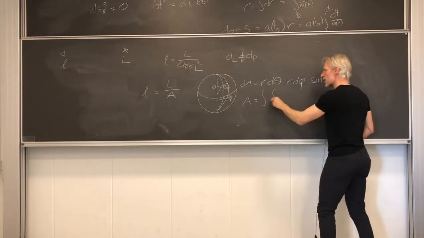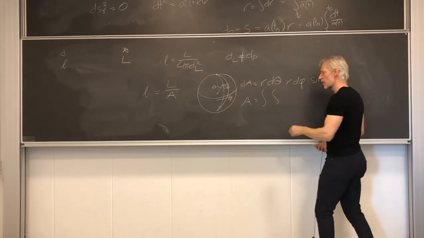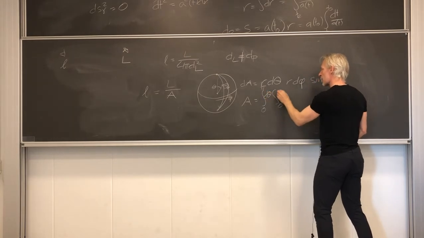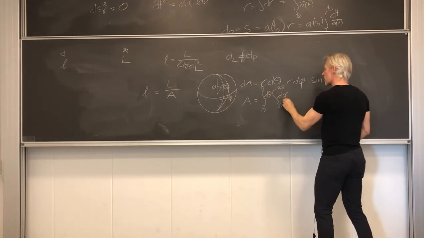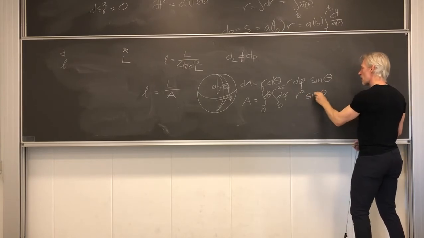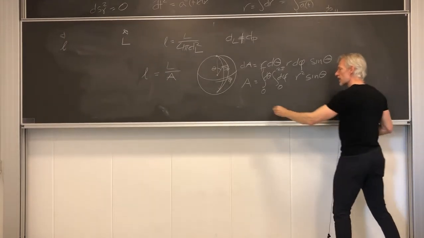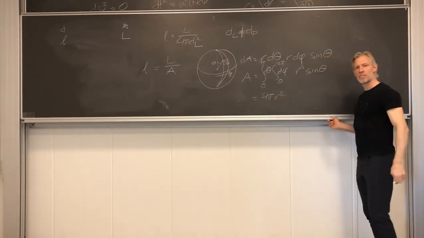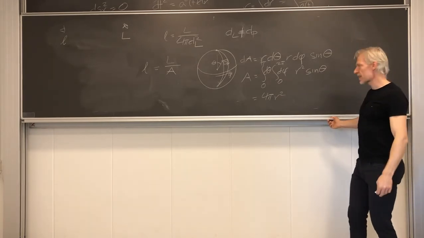Okay, so once I have this, then it's easy enough to get the area. I just need to integrate over all allowed values on the sphere, which is 0 to pi for d theta, and it's 0 to 2 pi for d phi. And then I get r squared sine theta, like this. And I do the integral, and then I find 4 pi r squared. There's nothing more to it, right? That's it.